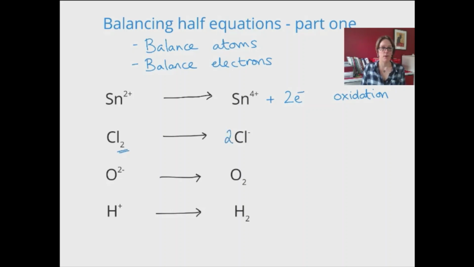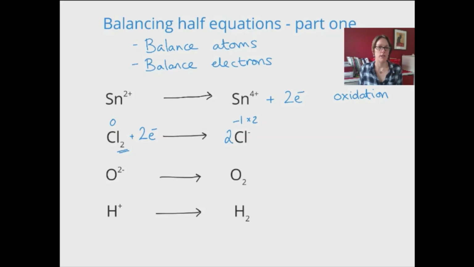Have a look at the next one, and the atoms are not balanced. So the first thing I needed to do was put a 2 in front of the Cl- so that it balanced out with the Cl2 on the left. So this is going to happen with all of these next ones because non-metals tend to be diatomic, which means that when they go from elements to ions or ions back to elements, we need to take that into account in our balancing. So chlorine has an oxidation number of 0 and chloride ion has an oxidation of -1, but there are 2 of them.